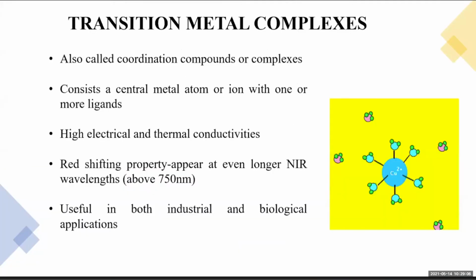A little background: transition metal complexes are also referred to as coordination compounds or complexes, which consist of a central metal atom connected to one or more ligands. Transition metal complexes have high electrical and thermal conductivities, and they have a redshifting property, which is the ability for them to show up in the near infrared region. They are useful for both industrial and biological applications.